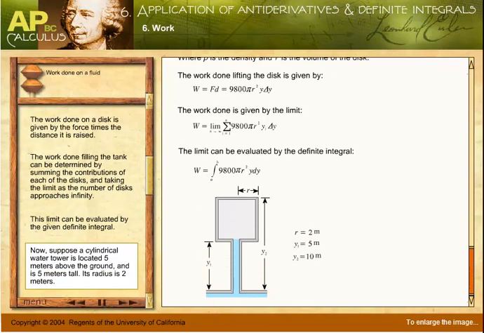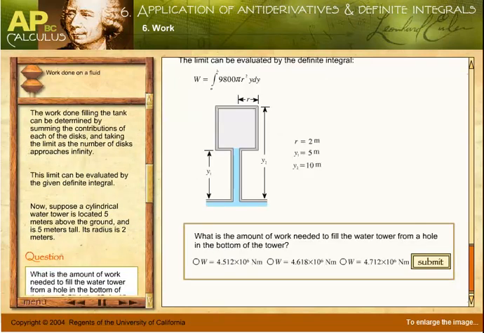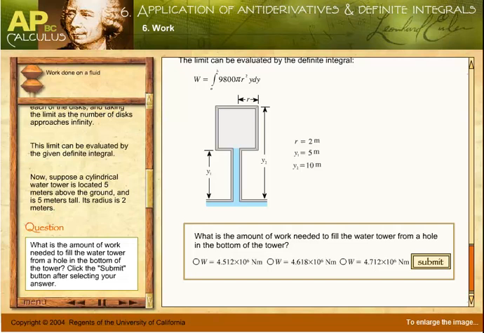Now, suppose a cylindrical water tower is located 5 meters above the ground and is 5 meters tall. Its radius is 2 meters. What is the amount of work needed to fill the water tower from a hole in the bottom of the tower? Click the Submit button after selecting your answer.